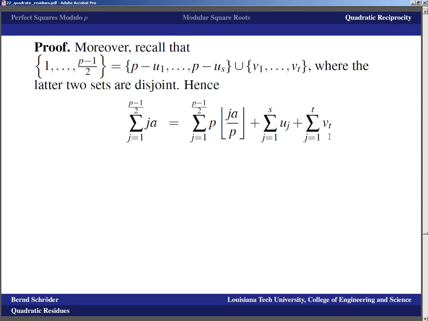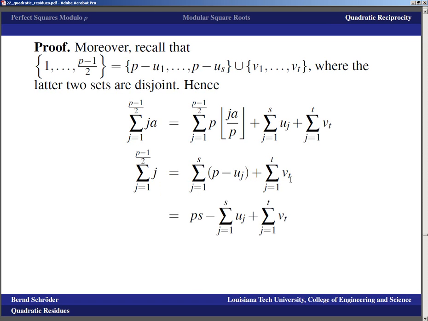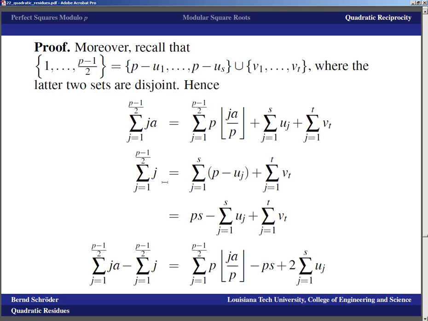Okay, so the other thing that we get is that the sum j equals 1 to (p minus 1)/2 of j is the sum j equals 1 to s of (p minus uj) plus the sum j equals 1 to t of vj. And that sum, of course, is just s times p minus the sum of the uj plus the sum of the vj. We can see here now that this sum is here, this sum is here. Here's where we're getting an s, so we're getting a lot of stuff that we certainly would like.